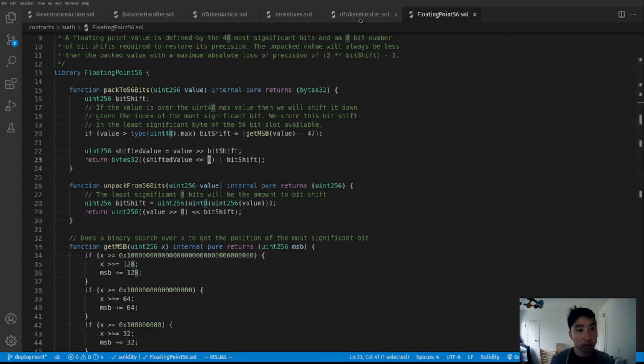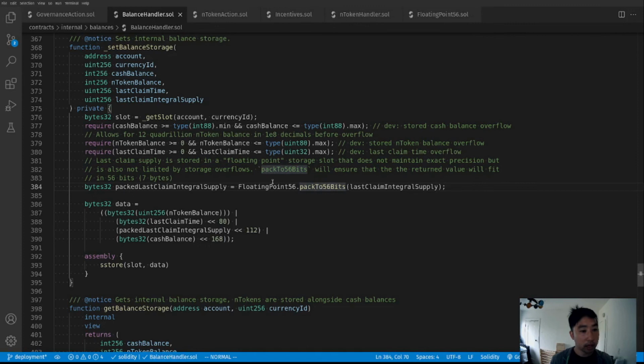Now, that's going to result in some loss of precision here, likely in favor of the person who's claiming incentives. But we think this is worth a little bit of storage efficiency, and it shouldn't change the ultimate value too much. So that is claiming incentives.